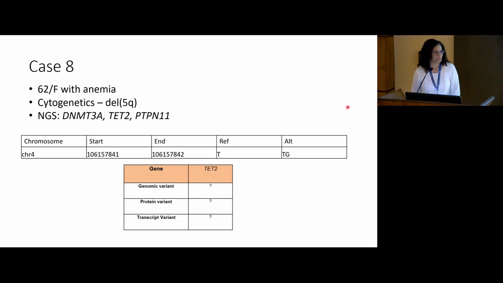So let's start with this case. This is a 62-year-old female with anemia. Cytogenetics showed deletion 5q, and on NGS we got mutations in DNMT3A, TET2, and PTPN11 genes. Amongst this, we'll look at how to do the nomenclature for this TET2 gene. TET2, which is located on chromosome 4, is showing T at this position 106157841, but the altered sequence is now showing TG.